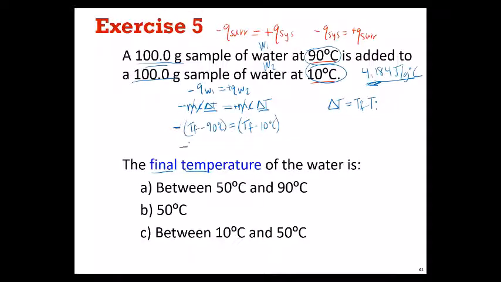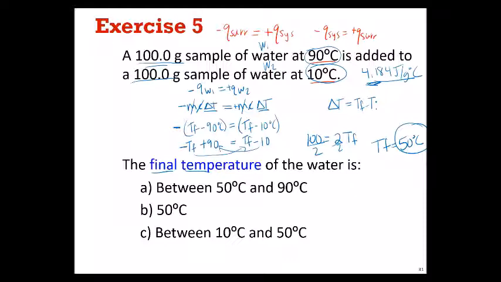If you look here, this becomes negative TF plus 90. Over here, this is still TF minus 10. So if I move the 10 over here by adding, and move the TF over here by adding as well, just regular algebra, then we're going to end up getting 100 equals 2 TF, right? So divide by 2. And so the final temperature is 50 degrees. Does that make sense? That's how mathematically to look at it.